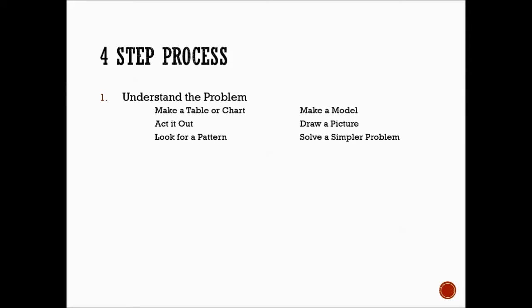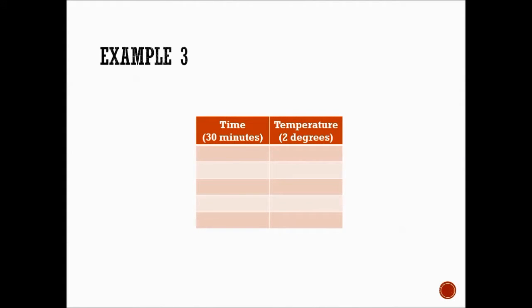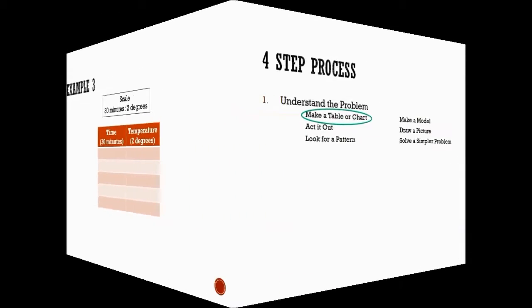Our 4-step process wants us to understand the problem before we begin working. A picture isn't very helpful in this situation. Let's try making a chart. We can do another T-chart with time on the left and temperature on the right. You might notice that this also looks a little bit like our ratio formula. Since the problem gives us a scale, we may need that one too. Let's go ahead and write it down in case. Our ratio was 30 minutes for every 2 degrees temperature increase.